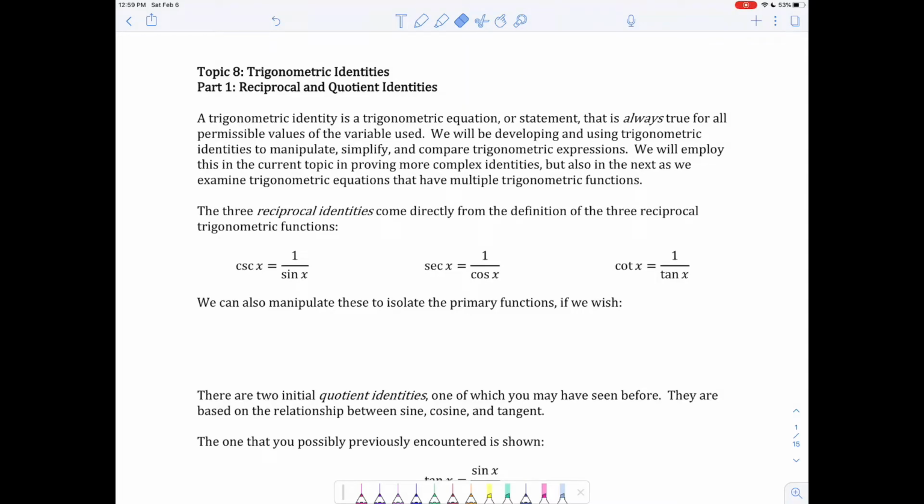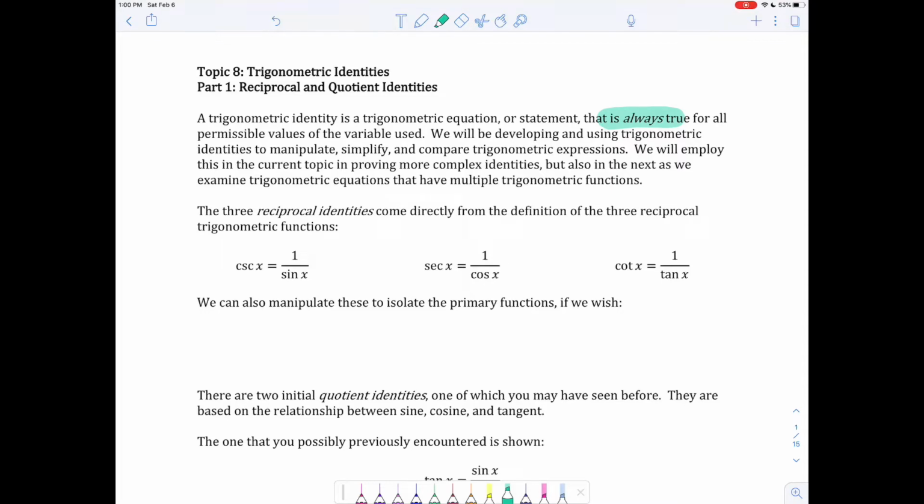Today we are beginning topic 8. A trig identity is a trig equation or statement that is always true for all permissible values of the variable used. And there are a bunch that we might know already, but we'll be using these to manipulate, simplify, compare trig expressions. We'll show that certain expressions are equal to other ones, and we'll look at some complex identities.